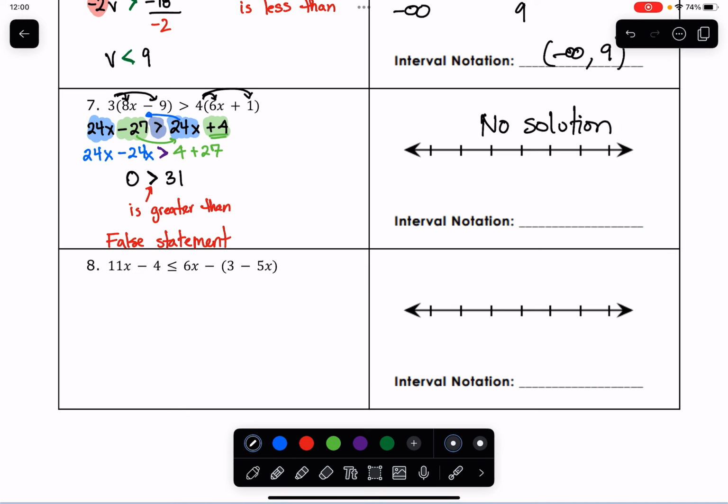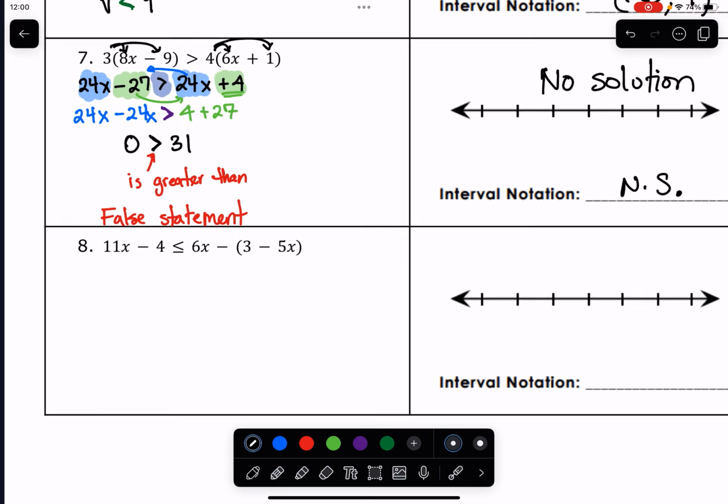So there's no solution to graph. We cannot graph this solution. So as an interval, also the same thing. We cannot write an interval because, again, there is no solution. So this is one thing that could occur when we eliminate the x's or the variable on both sides. Like in this example, we end up with something that is false. And when it's a false statement, there is no solution.